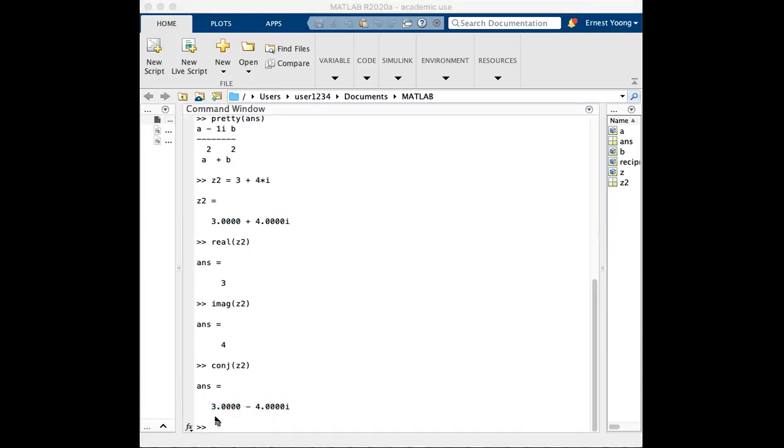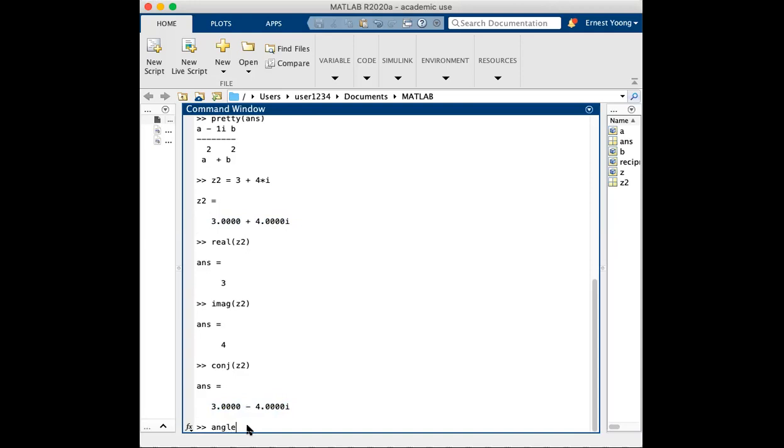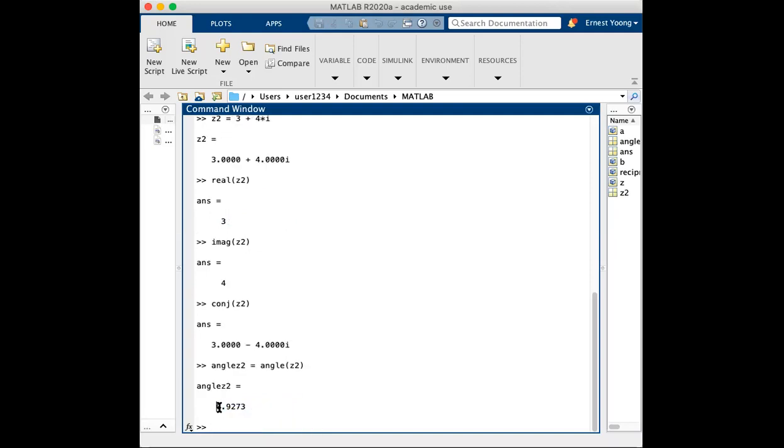And next, we also can find the angle. Let's say angle of Z2 is equal to angle, bracket Z2. So angle is the command, and this is the complex number I defined. Then we can get the answer in terms of radian mode.